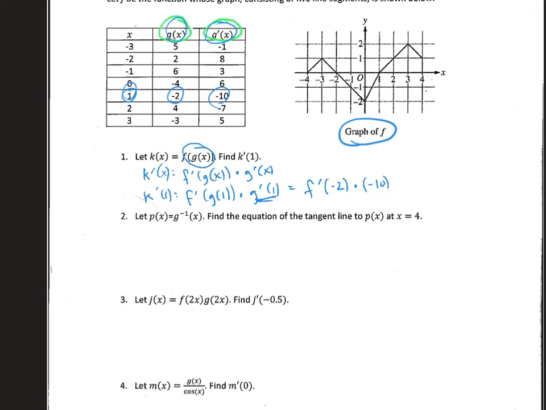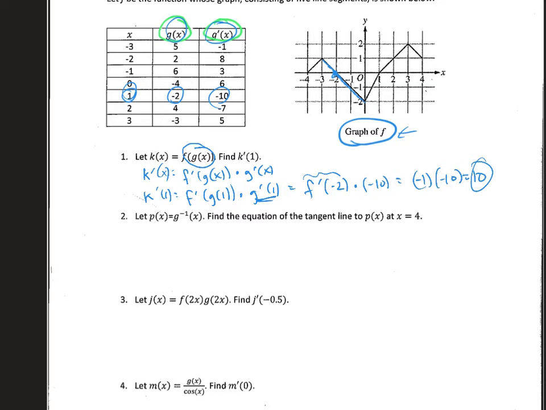So now I need to find f prime of negative 2. If I look at the graph of f, and I look at the x value of negative 2, right here, f prime says, I want to know what the slope is there. They tell you in the problem that this is basically a linear part of the graph. So they're asking for the slope of the part of the line that passes through negative 2. And you can tell that that is negative 1. So f prime of negative 2, which is the slope at x value of negative 2, is negative 1. So the answer to number 1 is 10.